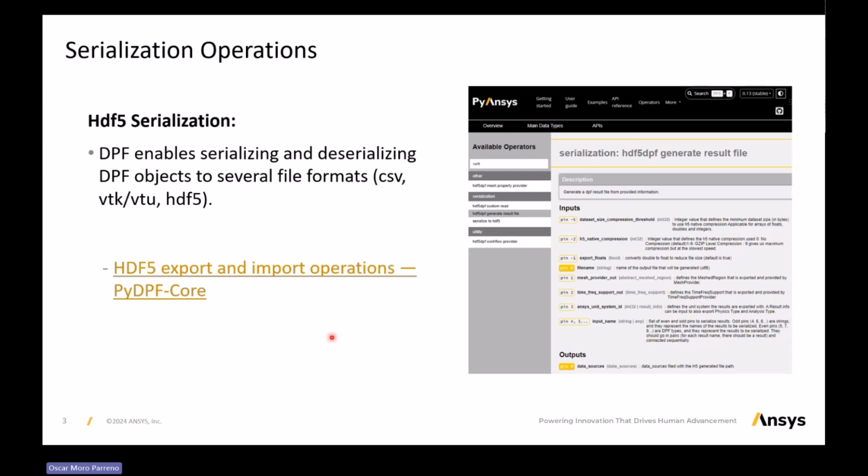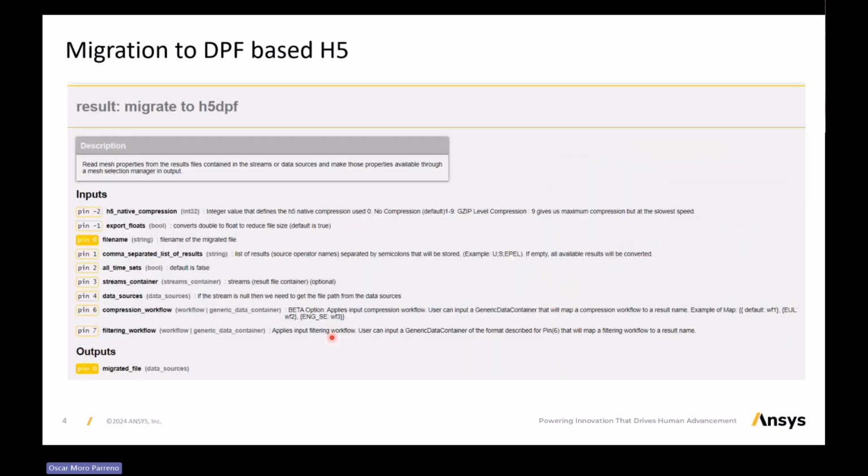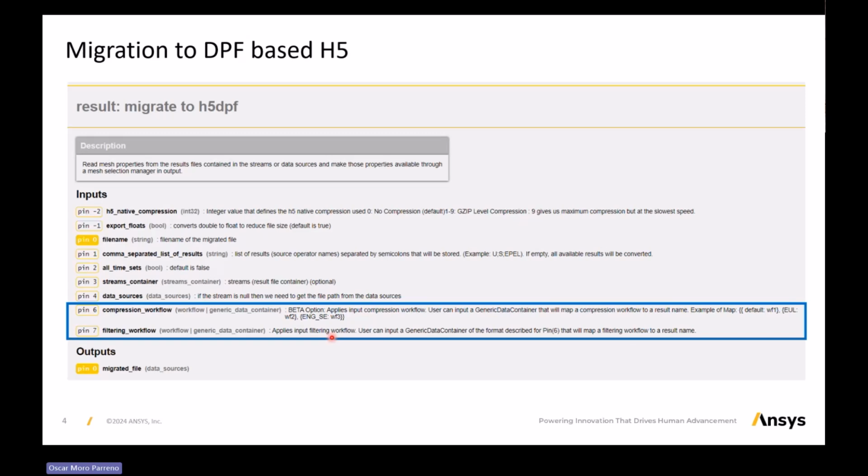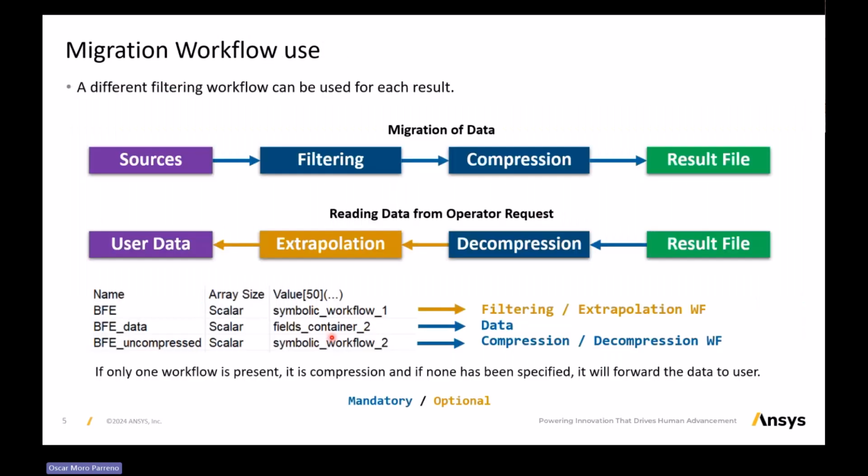For doing that, we will use the operator called migrate to H5 DPF, and this operator provides capabilities to customers to apply HDF5 compression such as gzip, and also decide which results the customer wants to export, filter them, and then compress them further. If I go one slide next, this is how the migration operator works.